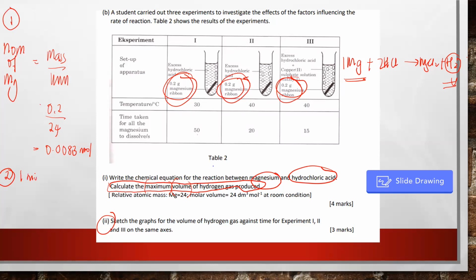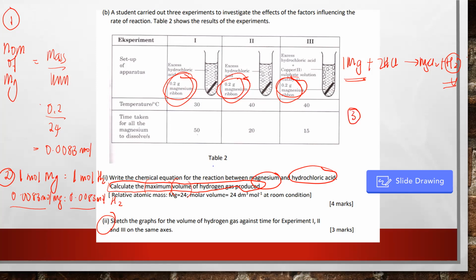1 mole of magnesium will give me 1 mole of hydrogen. Then 0.0083 mole of magnesium will give me 0.0083 moles of hydrogen. If here it is 1 to 1, you are going to take the same value. Yes, correct. Sorry, no problem. You tried. At least you're trying. So good.